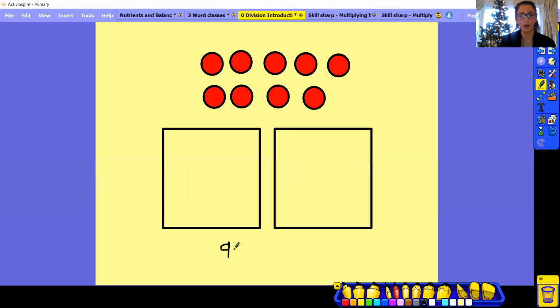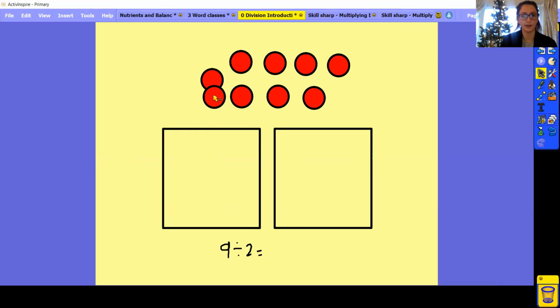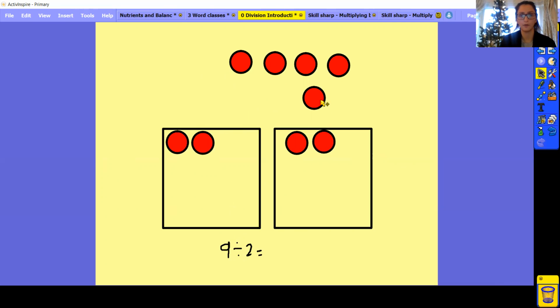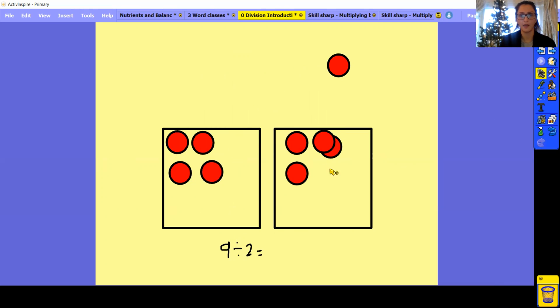Remember, on our division facts, our biggest number always comes first. And we are dividing by 2 equal groups because I have 1, 2. So let's divide this equally. We've got 1, 2, 3, 4, 5, 6, 7, 8. Now, I can't put this one in because I won't have equal groups. Remember, both groups have to have the same amount. So we're going to come back to this later.